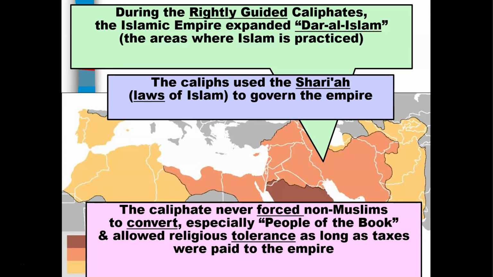The caliphs used the Sharia law to govern the empire. Very important component too, because as you know, Sharia is basically the law of Islam, and they used this law to make sure that they controlled every aspect of the empire.